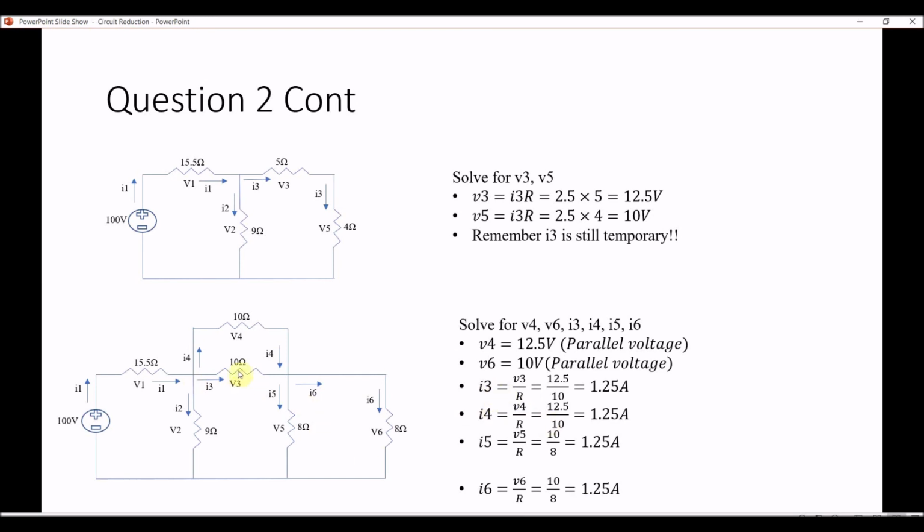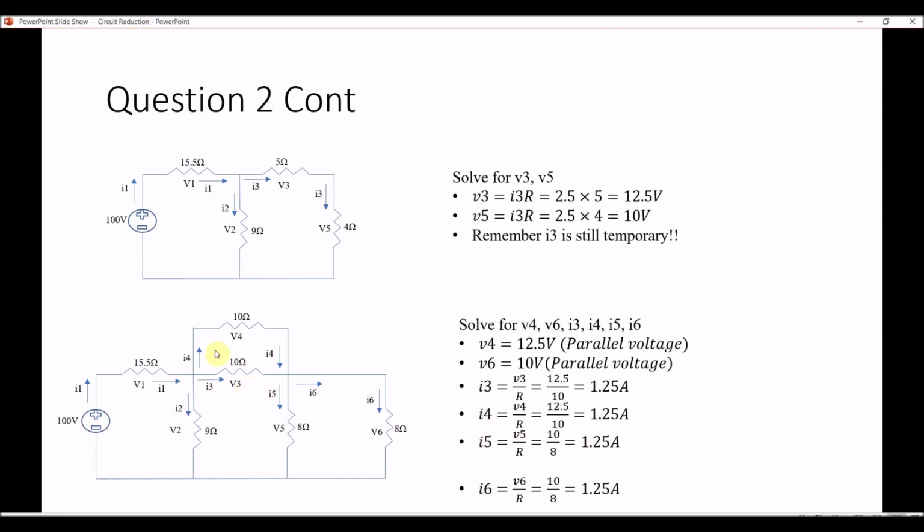So I3 is V3 over R. V3 is 12.5, as you can see. Remember, V3 before was 5 ohms, but now it's 10 ohms because we split it into V3 and V4. So you have to make sure you do 12.5 over 10, not 12.5 over 5. That will give you the wrong answer. 12.5 over 10 is 1.25 amps, so we know I3 is 1.25 amps.